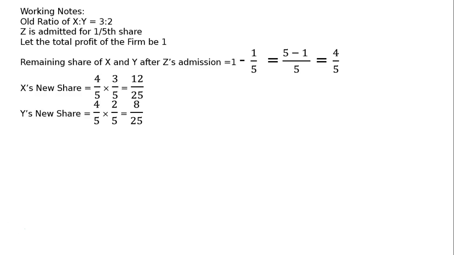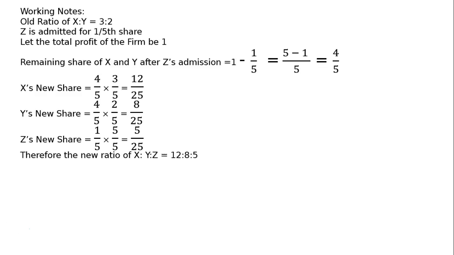Hence X's new share is 12/25, Y's new share is 8/25. And Z's new share is 1/5 multiplied by 5/5, that is 5/25. Therefore, the new ratio of X to Y to Z is 12 to 8 to 5.